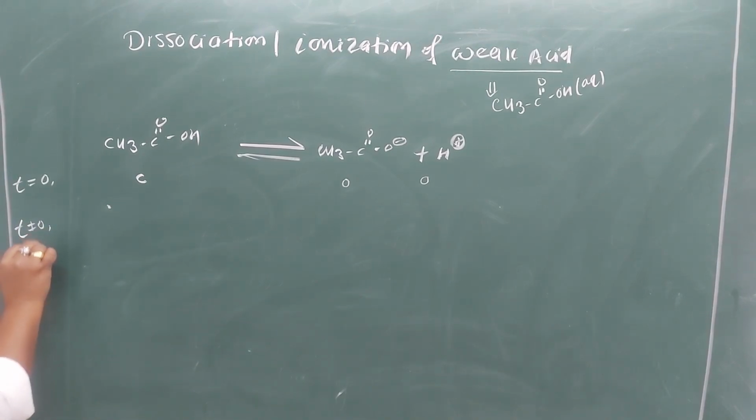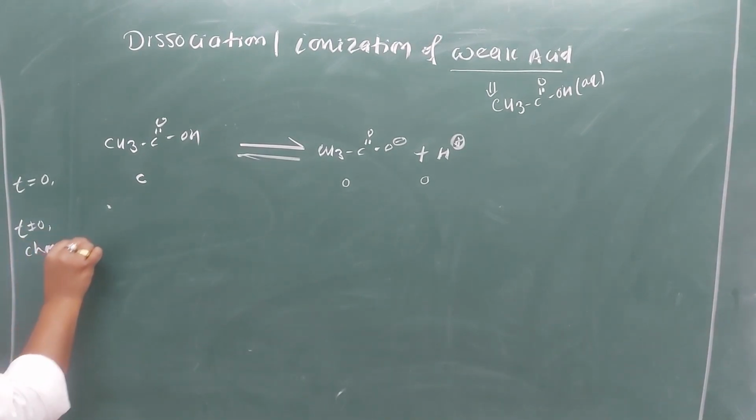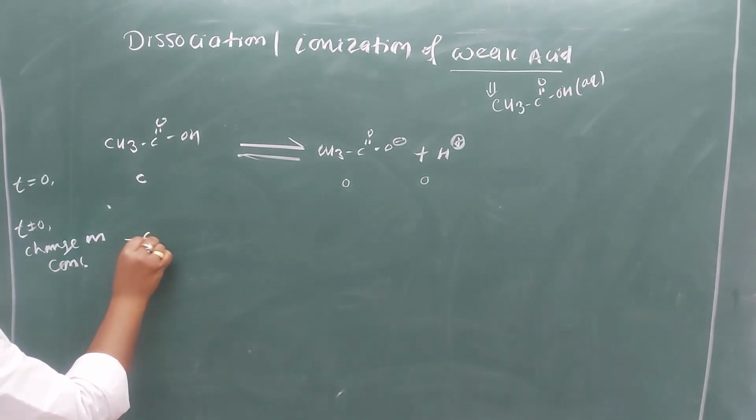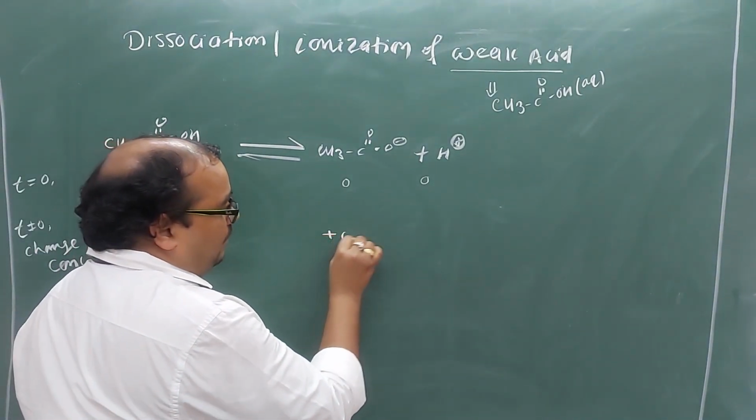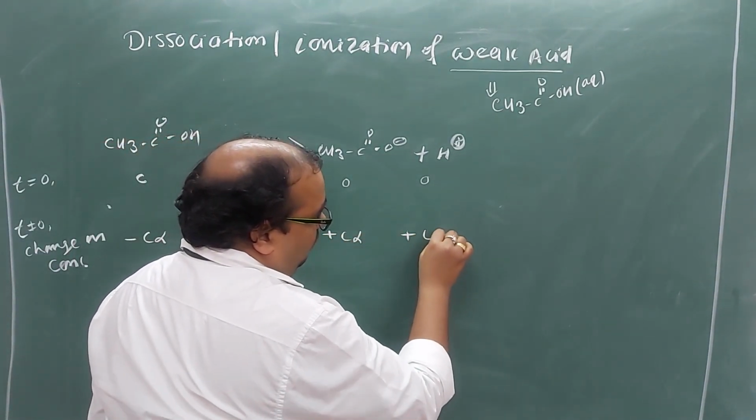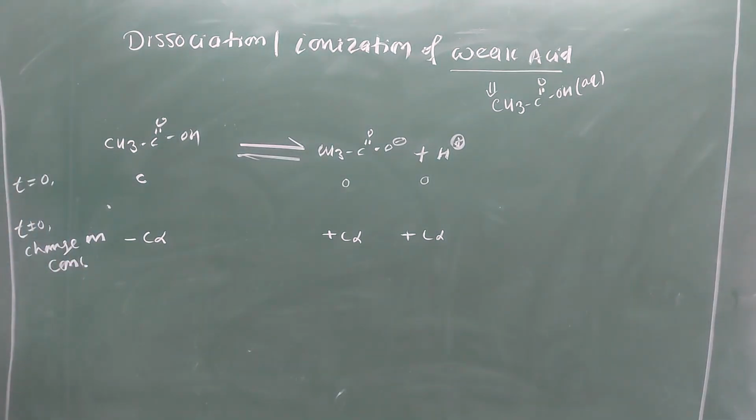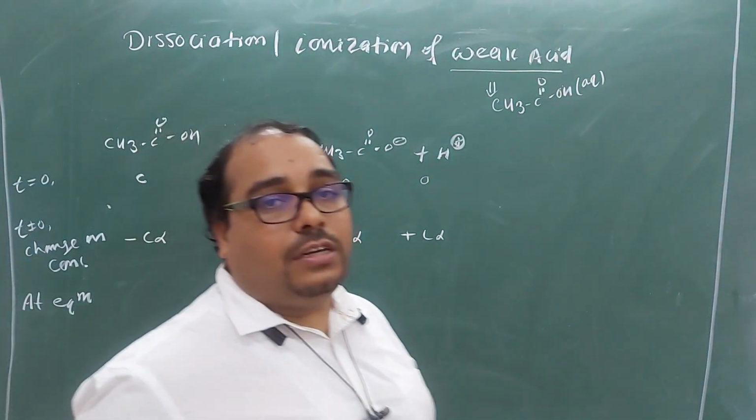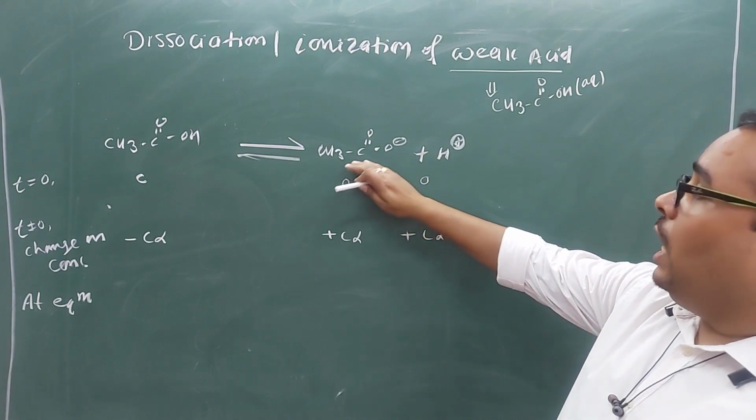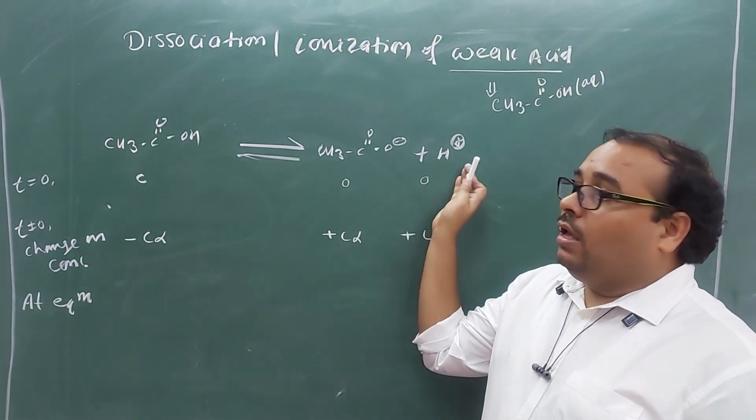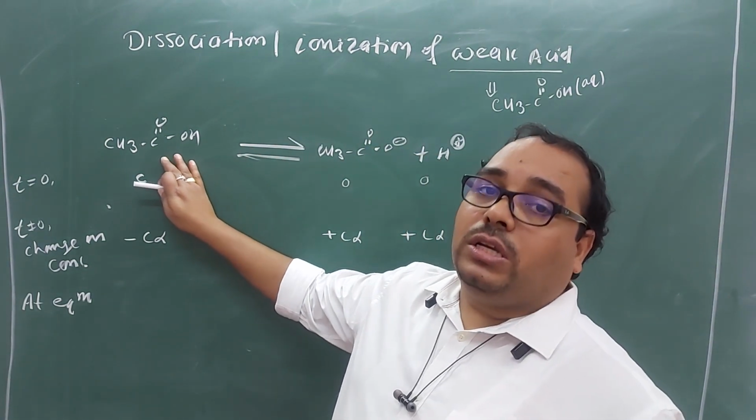So at t not equal to 0, obviously there will be a change in concentration. How much change? Minus C alpha, it will disappear. So how much will appear? Plus C alpha, plus C alpha. So what will happen at equilibrium? Obviously an equilibrium will be set up between the ionized ions and unionized molecules.